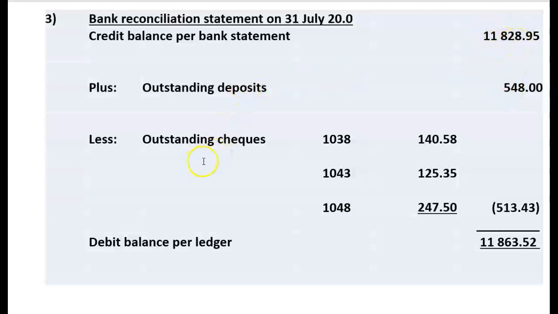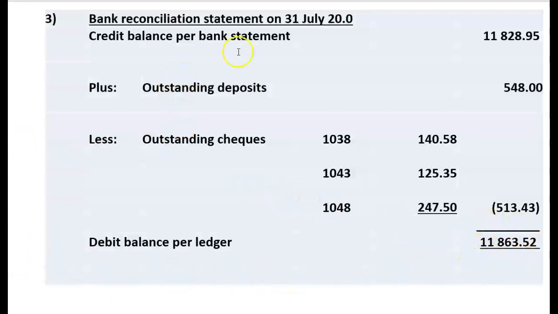Once a check is presented for payment by the party to whom the check has been made out, what will that do to our bank statement balance? Now that check is physically going to be honored by the bank. So now it's going to reduce my Standard Bank balance. So therefore, I'm saying less outstanding checks now, 513.43. And that will bring us back to our balance as per the ledger, 11,863.52.